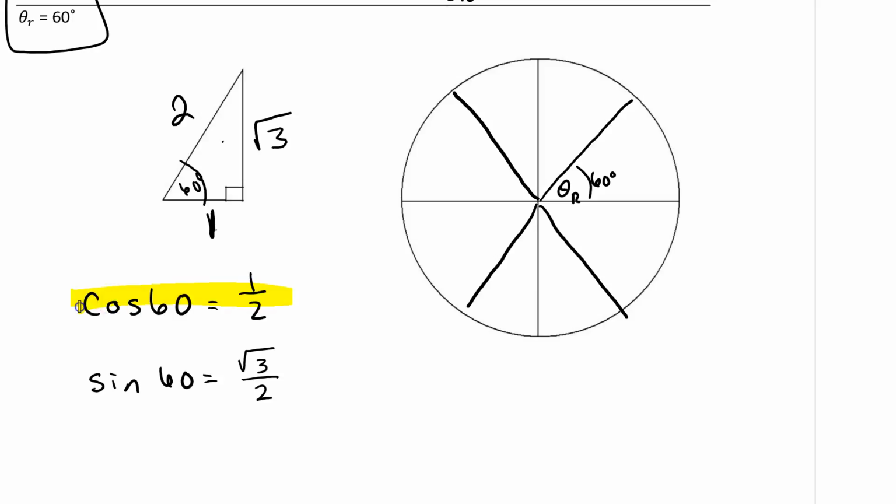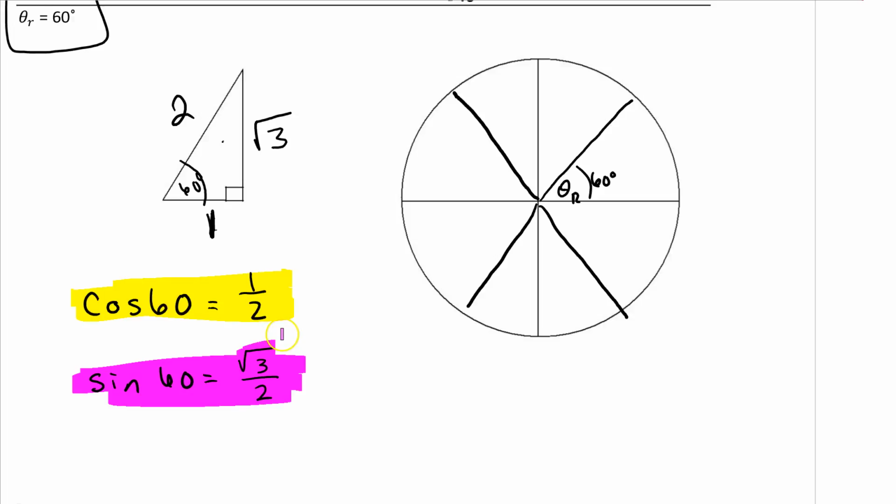So every x value is going to have the value of 1/2. Every y value is going to have the number bit of root 3 over 2, but then the signs change. So in the first quadrant we have 1/2 comma root 3 over 2, because we know our CAST rule, C-A-S-T. Another way of saying it is the x-coordinate is positive, so cos is positive. The y-coordinate is positive, so the sine is positive.